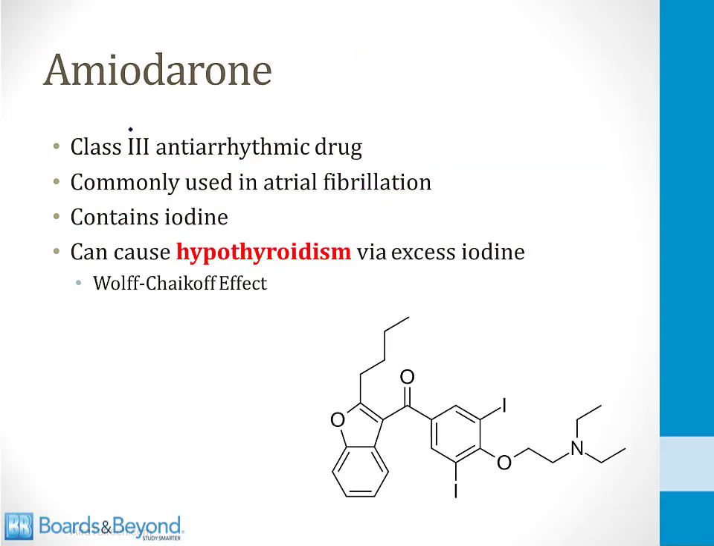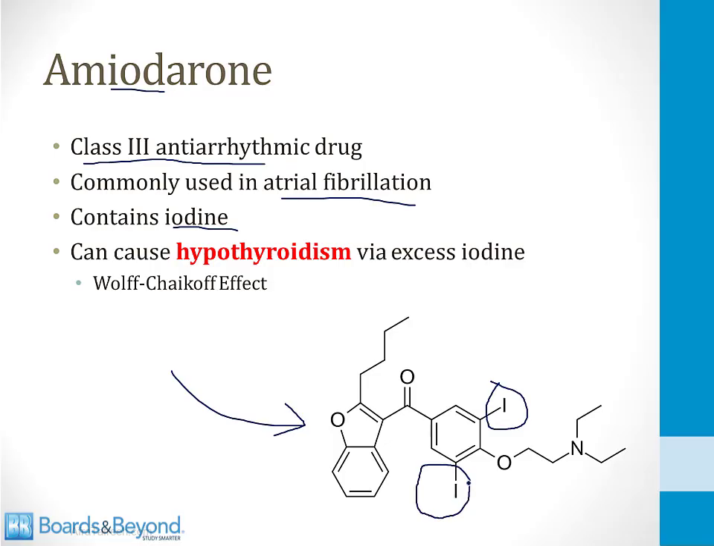Amiodarone is an antiarrhythmic drug. It's a class 3 antiarrhythmic commonly used to treat atrial fibrillation or sometimes ventricular fibrillation. But the reason I'm mentioning it here is because it contains iodine. That's why it has the letters IOD in its name. This is its structure at the bottom right side of the screen here. You can see that it contains 2 iodine atoms.